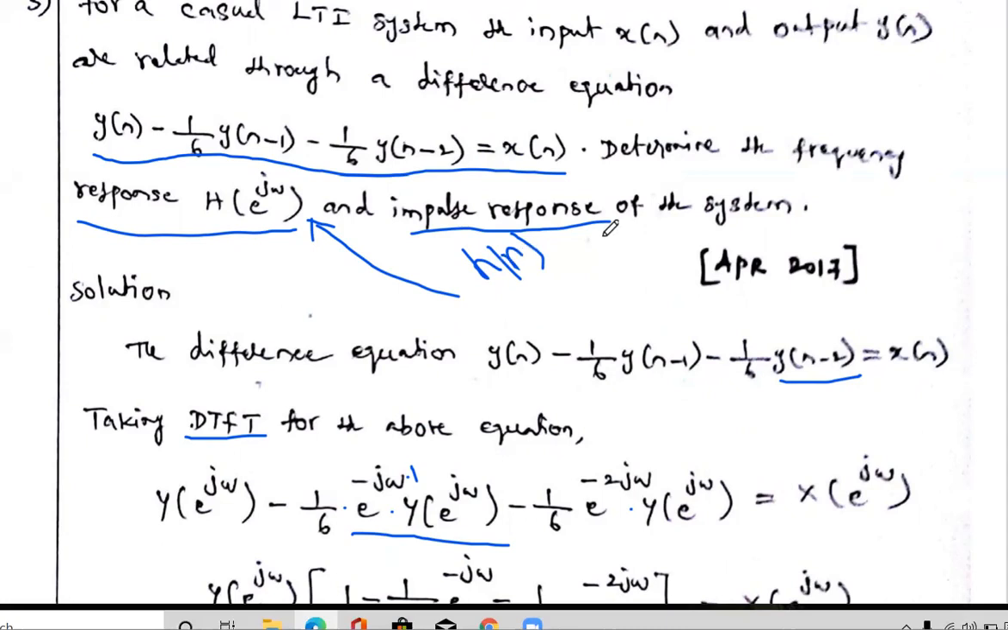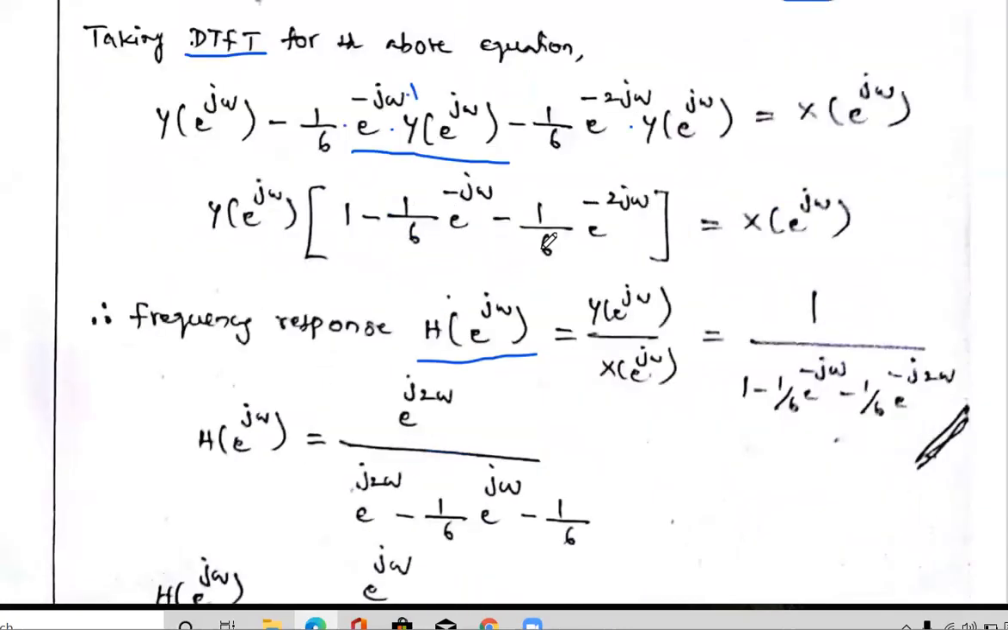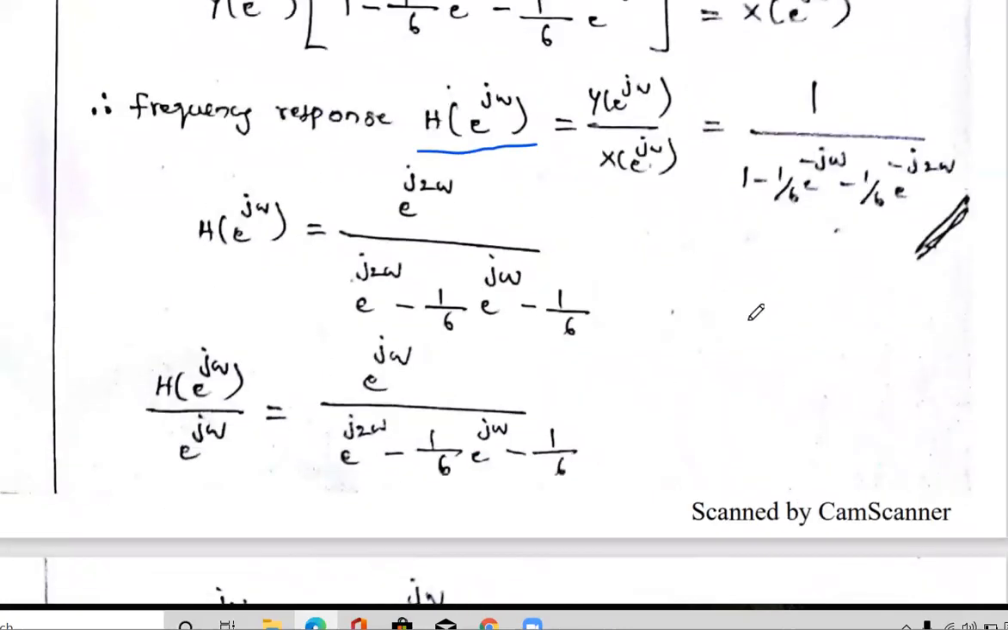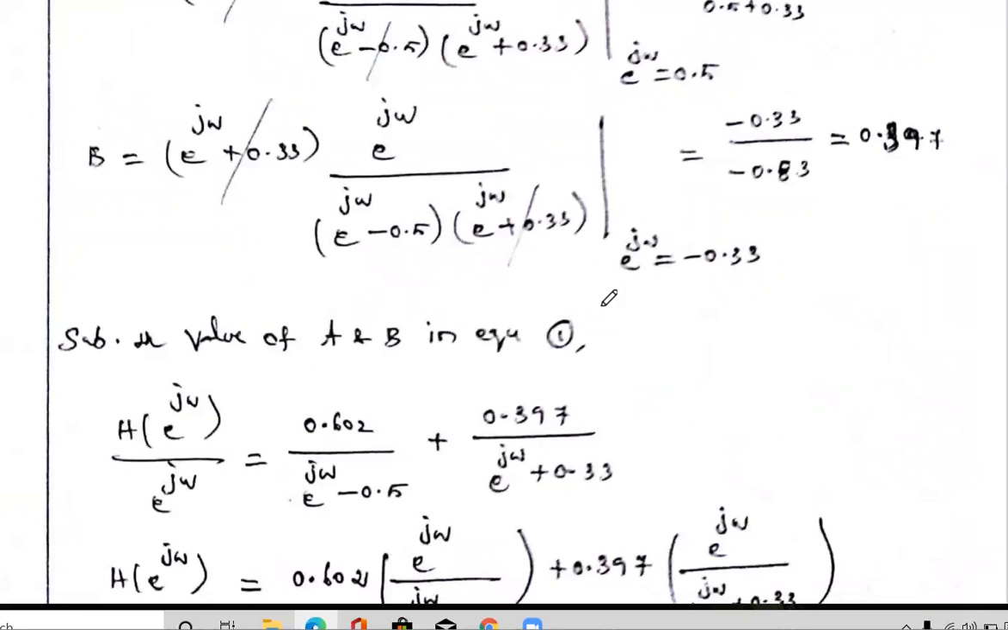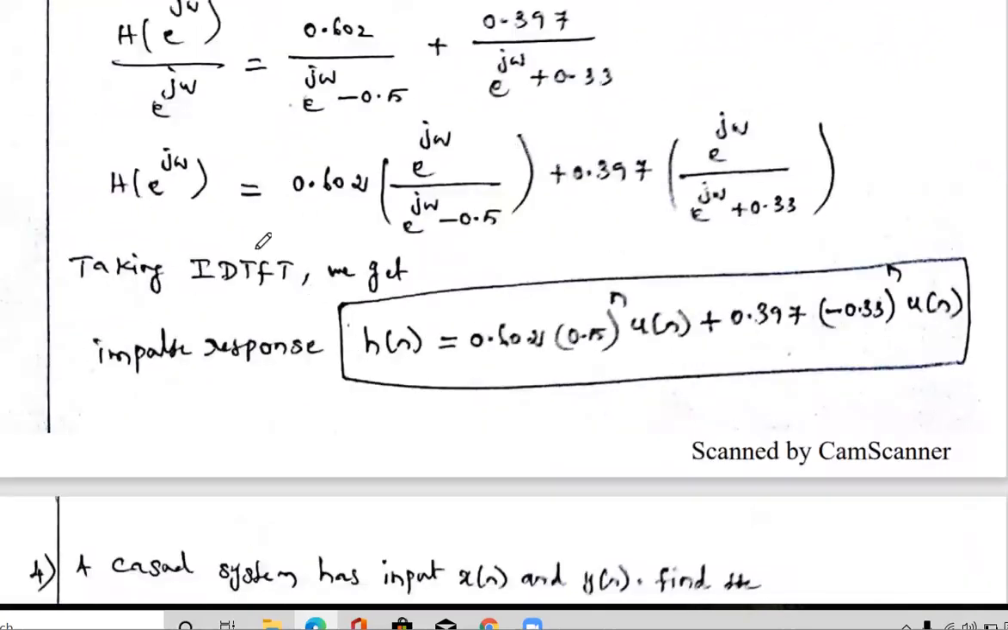What is meant by impulse response? Impulse response is nothing but small h of n. Okay, so what is the relation between the impulse response and the frequency response? The inverse DTFT of this capital H of e power j omega, we are calling it small h of n. So the impulse response h of n is nothing but the inverse DTFT of this capital H of e power j omega. It is called the impulse response.